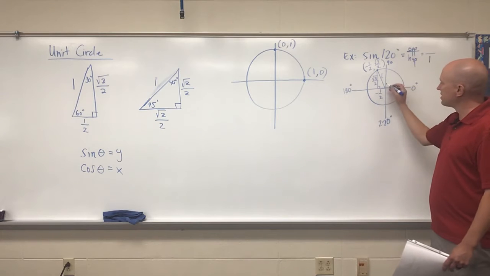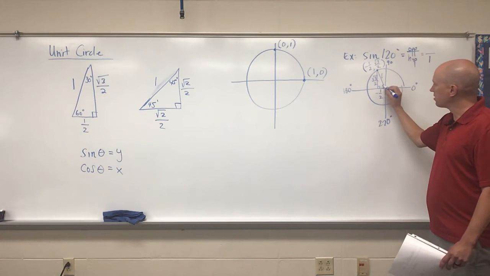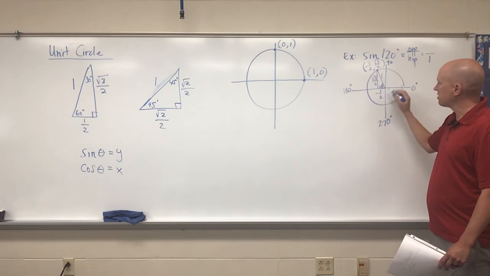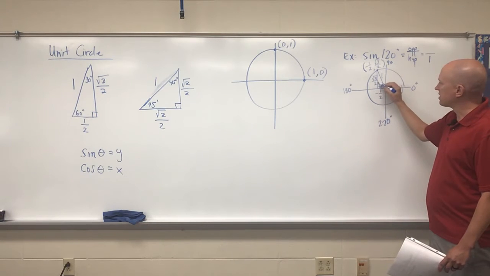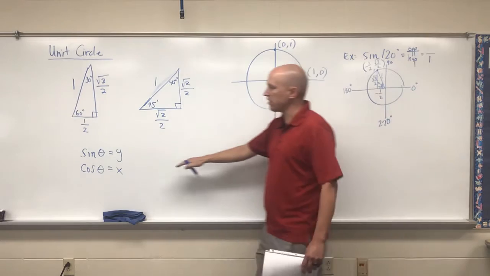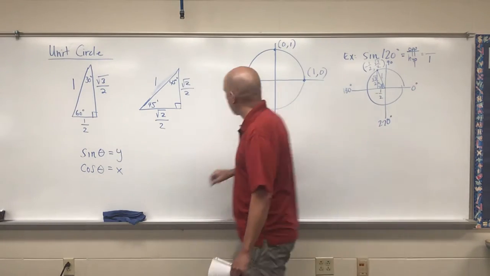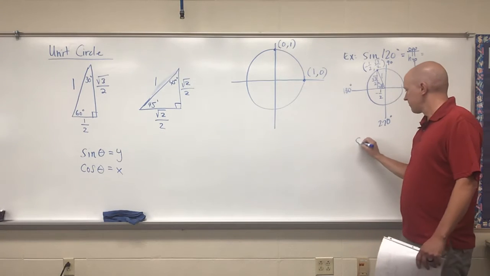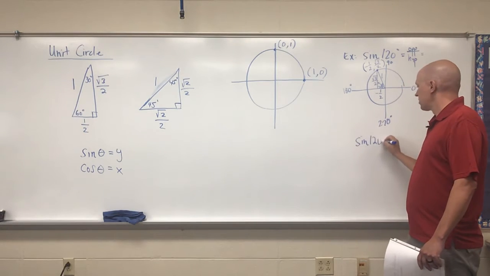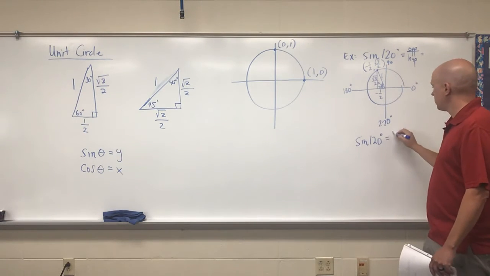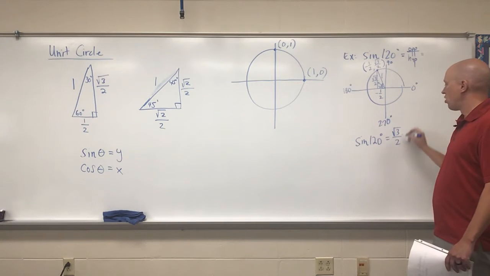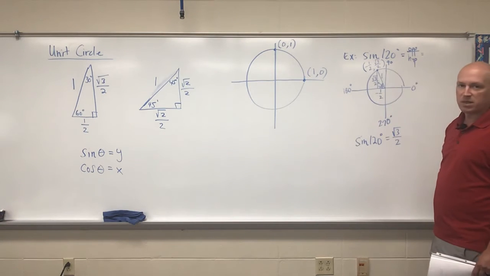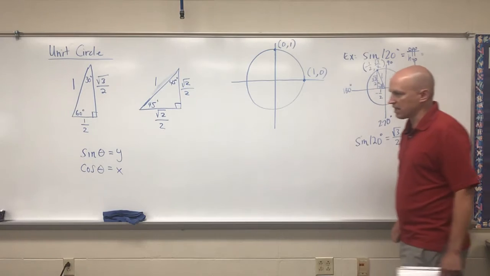Well, what's the opposite side? Well, here's our angle, here's our theta. Theta is always going to be taken from the x-axis, and this is the opposite side. And we talked about that sine will always be this y value. So the answer to this question then, sine of 120 is equal to square root of 3 over 2, which is positive because it's above the x-axis.